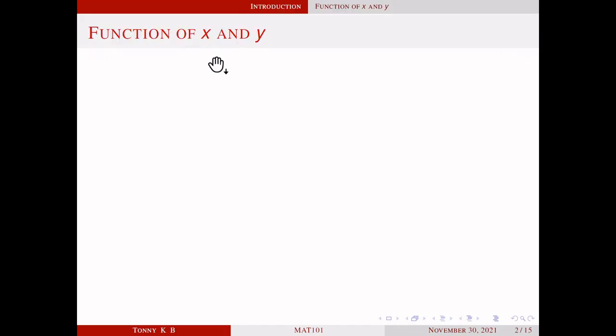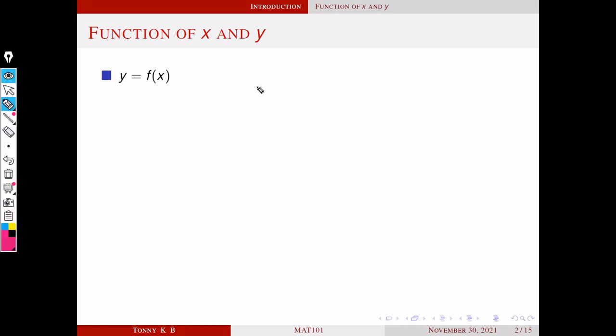Okay, before introducing a function of x and y, I would like to analyze a function of one variable. So we consider y is equal to f of x. It's clear that here f is a function of a single variable. And also we know that here x is the independent variable and y is the dependent variable. Then what is the meaning of this representation? This means for a specific value of x, this function assigns a unique value. That means for specific values of x, the dependent variable y has a unique value.